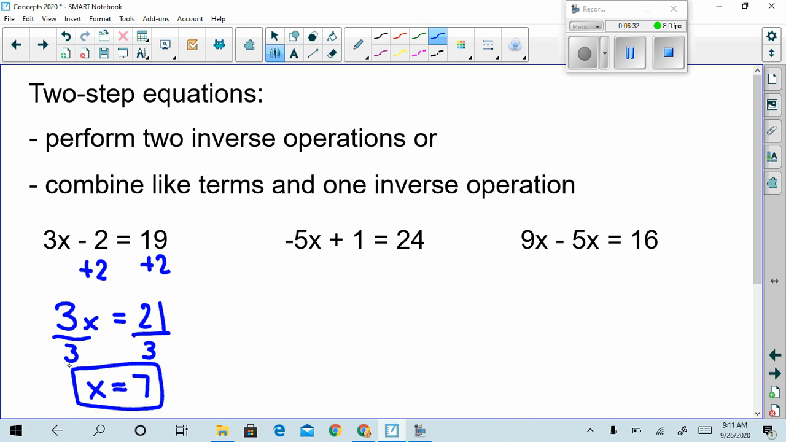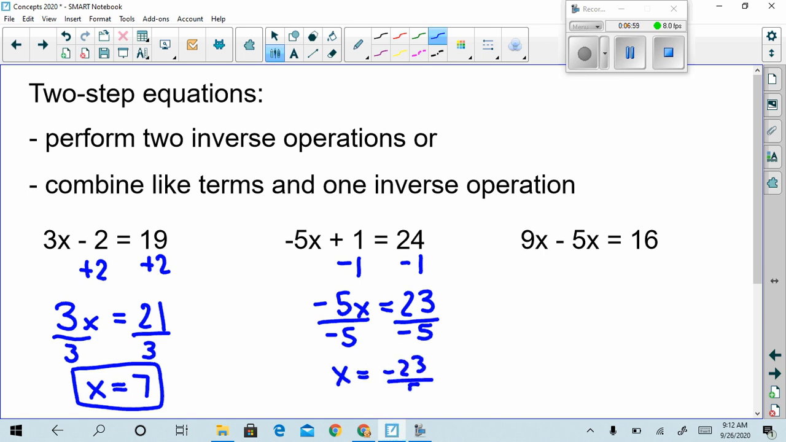Again, let me just do a little mental check. 7 times 3 is 21, minus 2 is 19. On to the second problem. I see addition, so I will subtract. Once in a while, you're going to get something that doesn't come out to a whole number, and I wanted you to see this right away, that sometimes you will get either a fraction or an improper fraction, and there's nothing wrong with that. It's still a real number. It's still a solution.